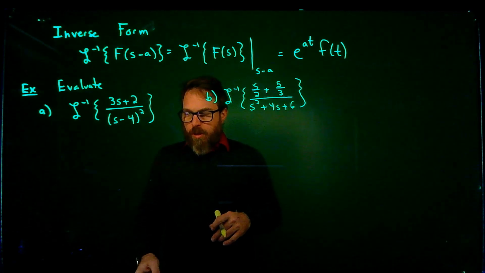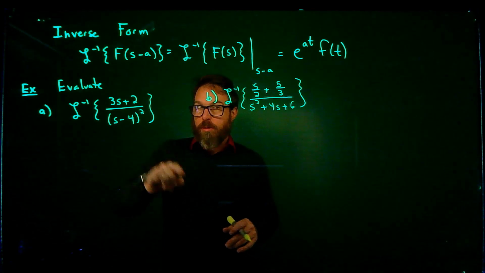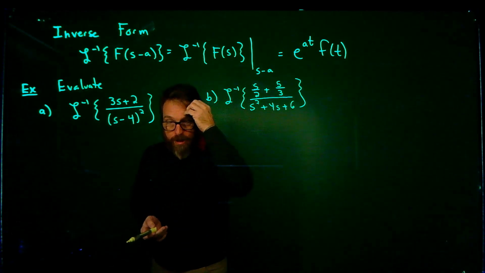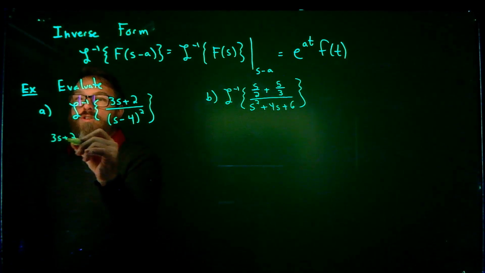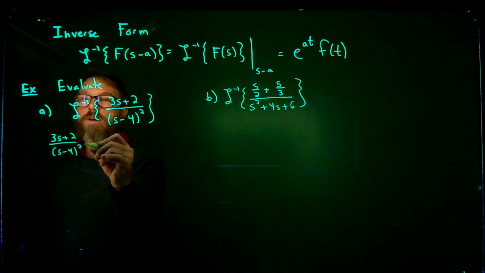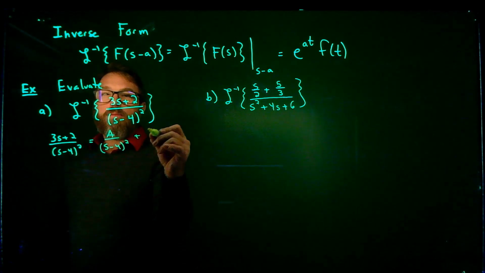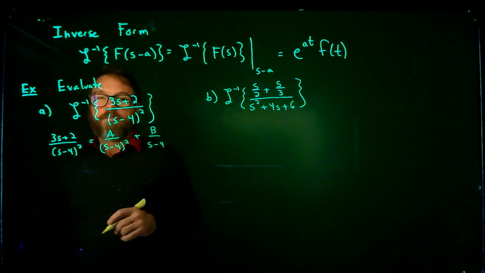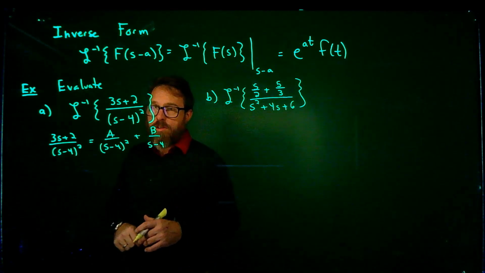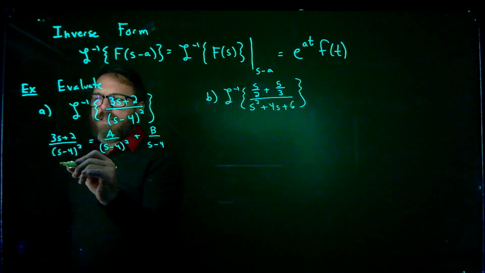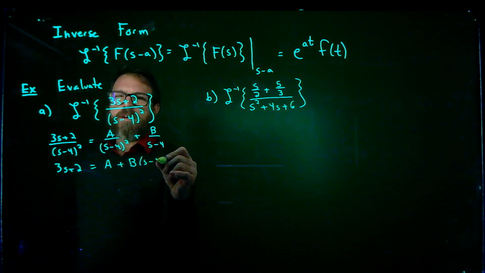Very similarly to what we did when we found the Laplace inverse before, we treat something like that factorable denominator with partial fractions. So let's clean this up. I know that (3s plus 2) over (s minus 4) squared can be written as some a over (s minus 4) squared plus some b over (s minus 4). So again, if I was going to ask you to integrate something like this, this is how we'd have to do this. Multiply both sides by the least common denominator. We're going to have 3s plus 2 equal to a plus b times (s minus 4).